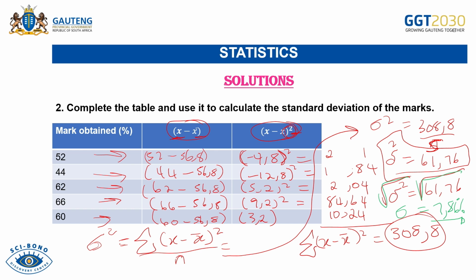So first things first, you need to say the data value minus the mean for each and every value of your data set. And then on the other side, you square what you got. After that, you add everything. Then you divide by the total number, and you will get your variance. After getting your variance, you can get the standard deviation by putting a square root on both sides. Ne? So in this case, our standard deviation is given by 7,86%.